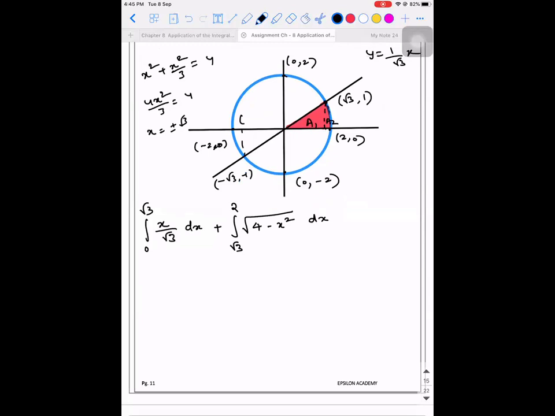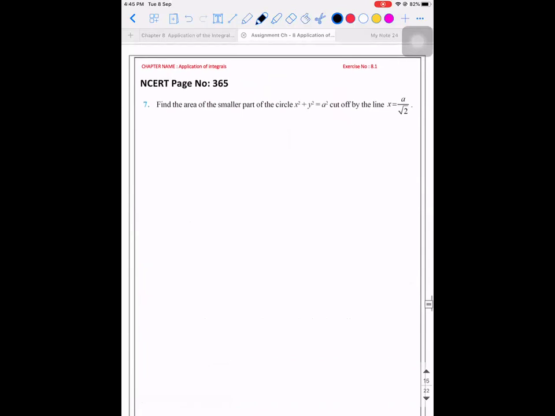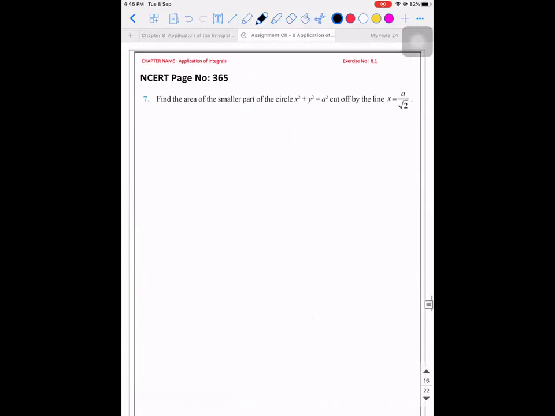Okay, moving on to the next one. This is a good problem actually. Find the area of the smaller part of the circle cut off by the line x is equal to a by root 2.